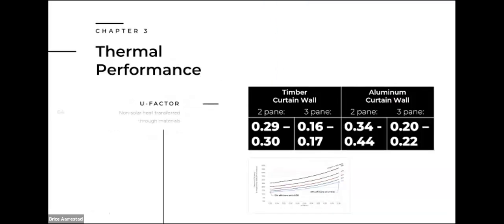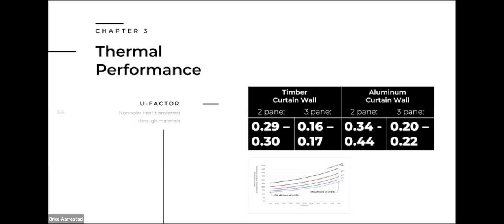So when we look at thermal performance, we're really looking at 3, maybe 4 major components. Number 1 is U factor. So U factor is the non-solar heat transferred through materials. If we're comparing timber curtain walls to traditional aluminum curtain walls, a 2-pane system is between 0.29 and 0.30. A 3-pane system is 0.16 to 0.17, again, depending on if you have that insulation bar in your glazing pocket. Whereas aluminum systems are higher than that, 0.34 to 0.44 U factor on double pane and 0.20 to 0.22.